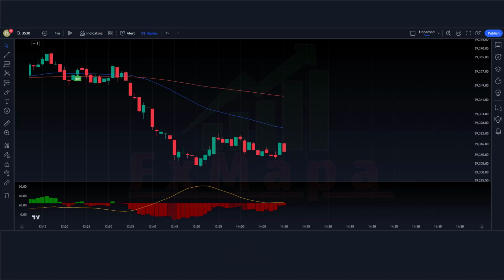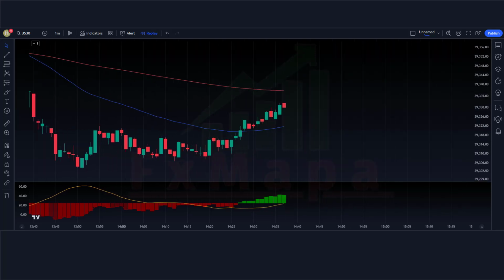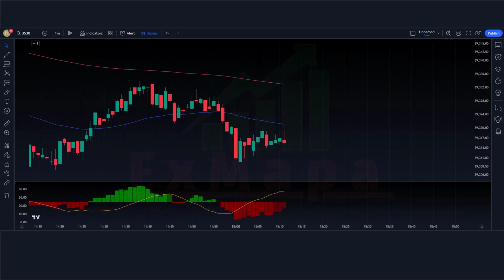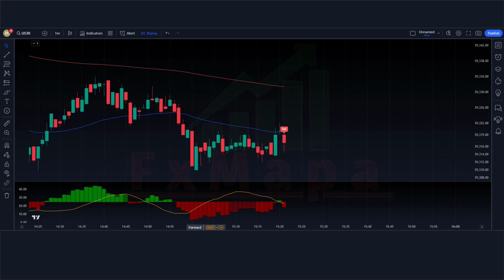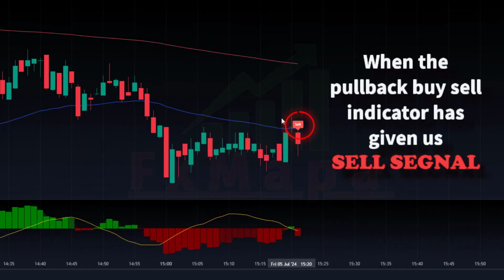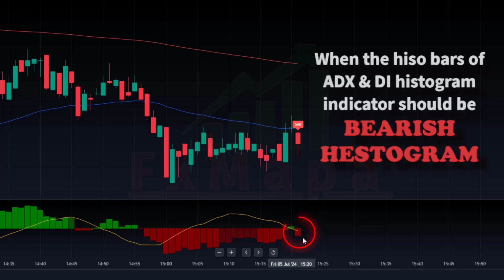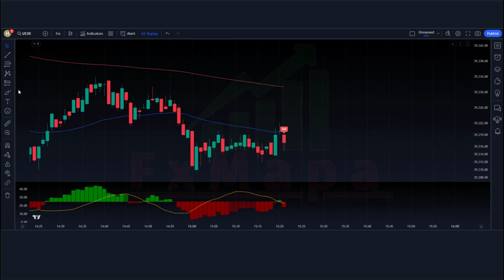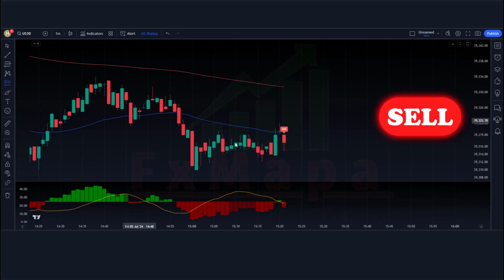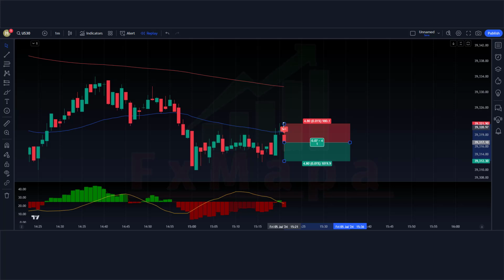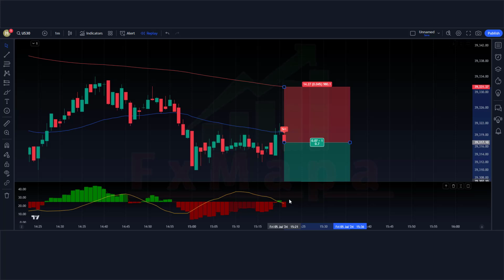Setup is ready. Now, let's understand the concept where we will take buy and sell trades based on their conditions. When the pullback by sell indicator has given us sell signals. When the market forms a bearish candle. When the histogram of ADX DI Histogram indicator should be bearish histogram. If this condition is fulfilled, then we will place sell order. Our stop loss will be placed at the pullback by sell indicator of EMA2 line. And the risk to reward ratio will be 1:1.5.